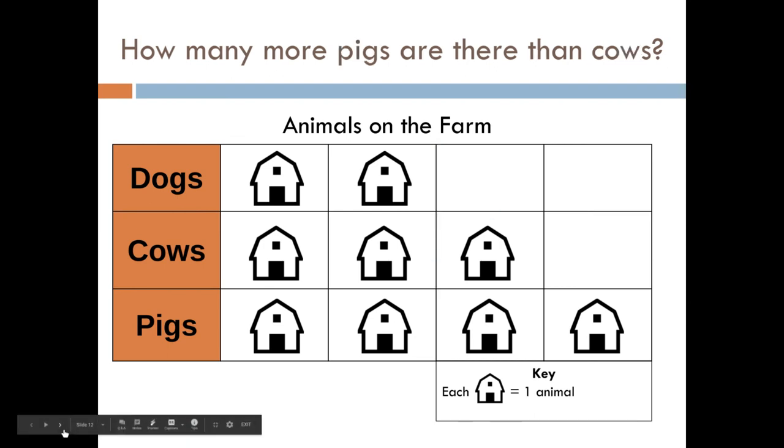How many more pigs are there than cows? Same thing. We're going to compare this row with the cows to the row with pigs. Visually, we can easily see that there's 1 more pig than cows. If you want to compute in your head, you can say 4 minus 3 equals 1.